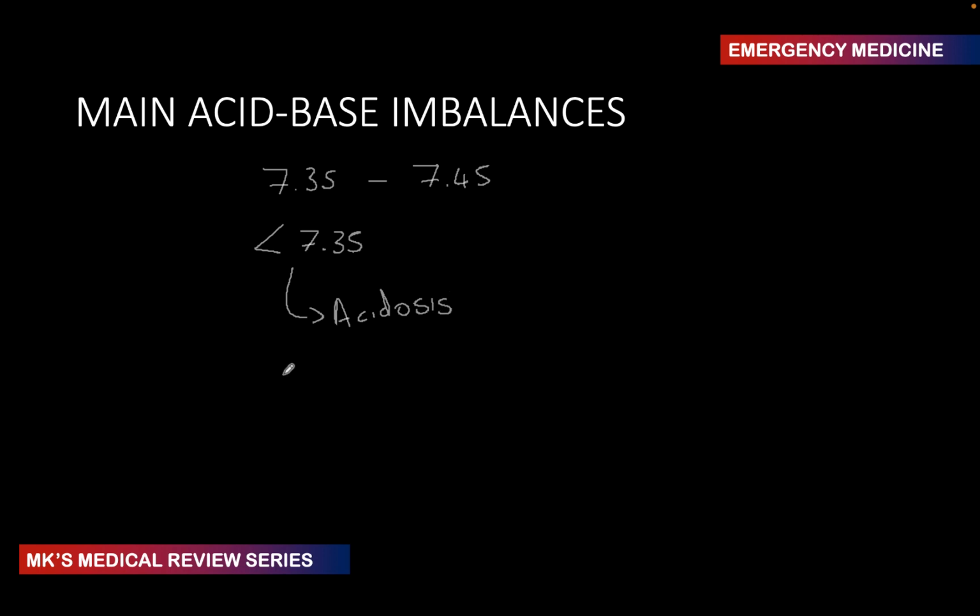If someone has a pH that is greater than 7.45, meaning that pH is increasing beyond this normal range of 7.35 to 7.45, we're going to refer to that as alkalosis. So we have acidosis, where the pH is dropping less than 7.35, and alkalosis, where the pH is greater than 7.45. Each of these could be caused by either metabolic problems or respiratory problems. So you could either have a metabolic acidosis.